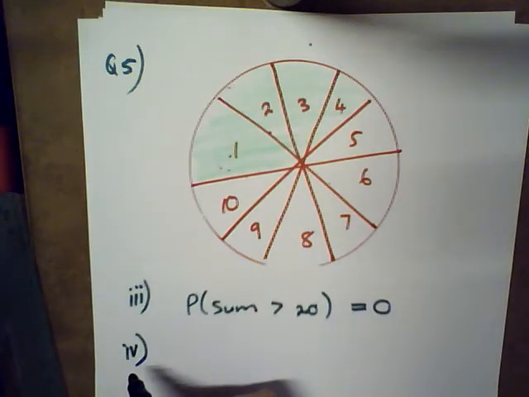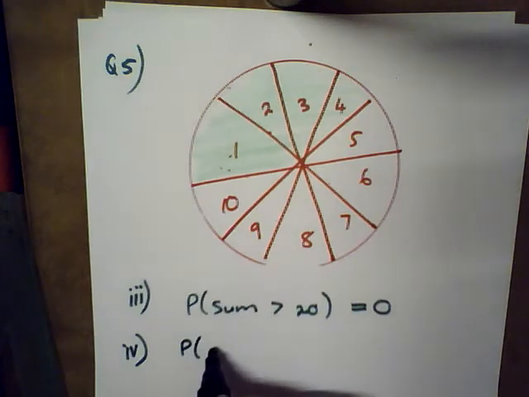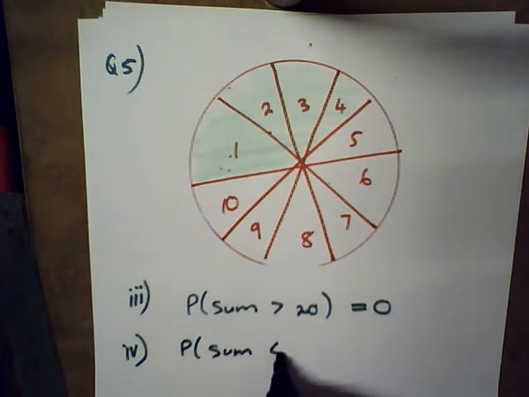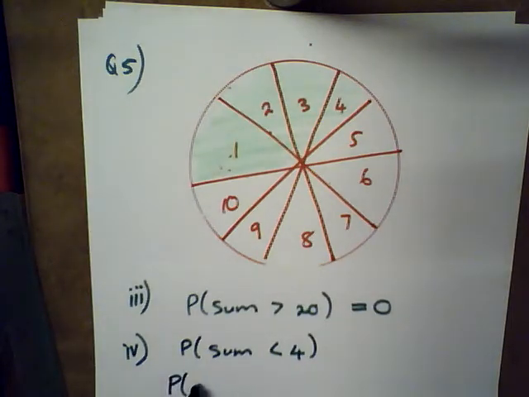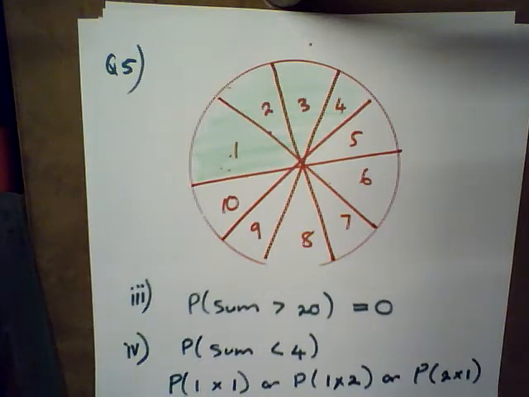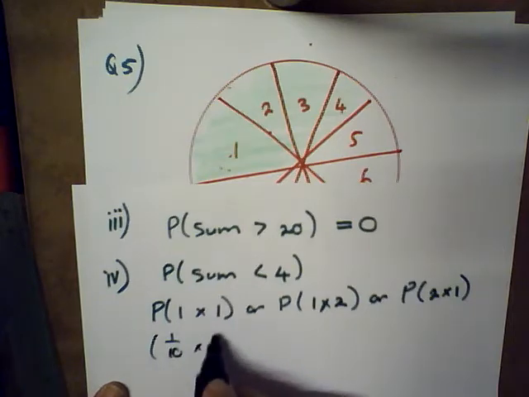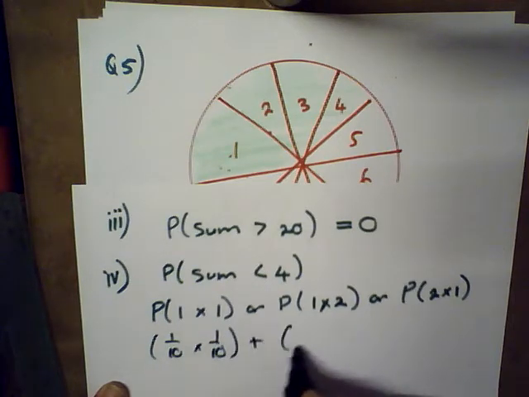Good. Number 4, they ask us, the sum of the numbers in the 2 sectors is less than 4, so it's a probability of getting the sum must be less than 4. That would give us the probability of getting a 1 and a 1, or the probability of getting a 1 and a 2, or the probability of getting a 2 and a 1. Okay, so now we need to quickly look at that. To get a 1 is 1 out of 10, or plus 1 out of 10.